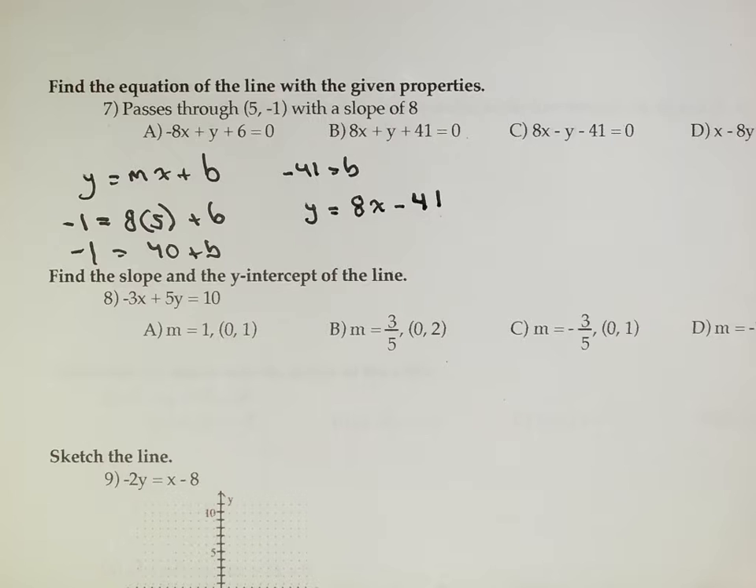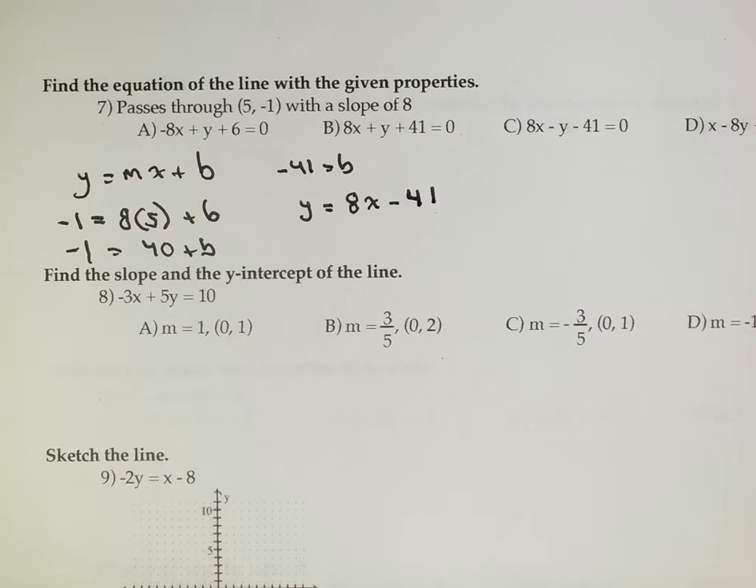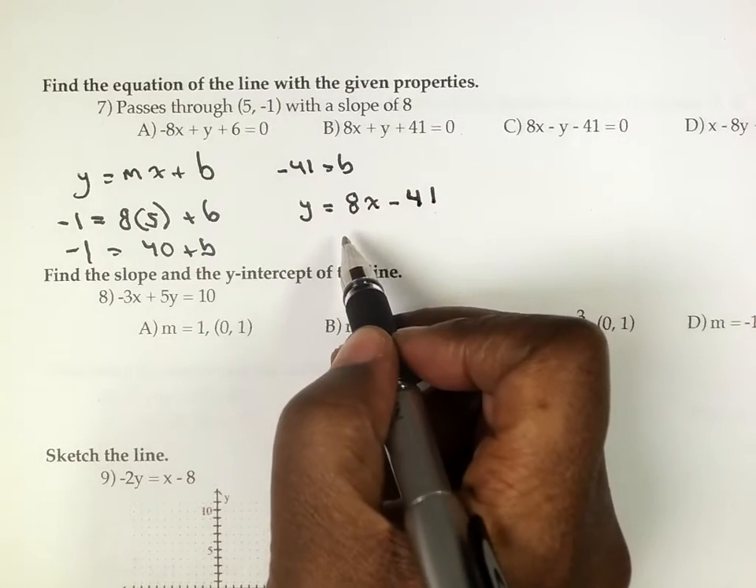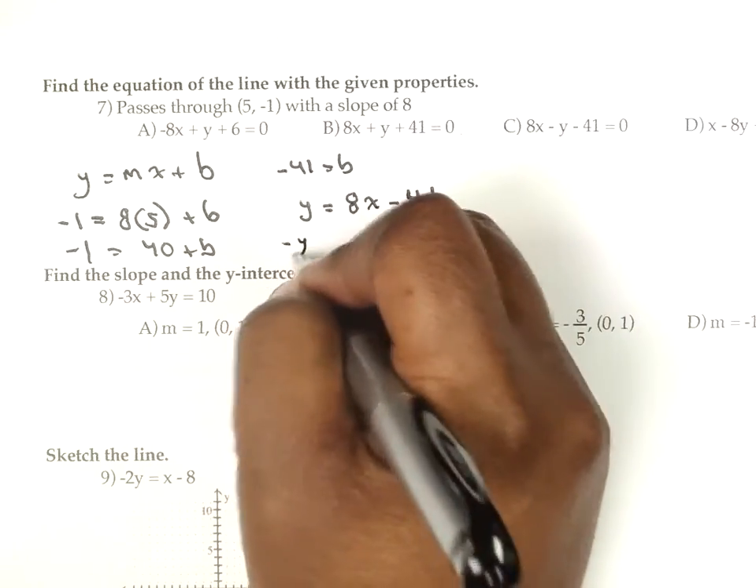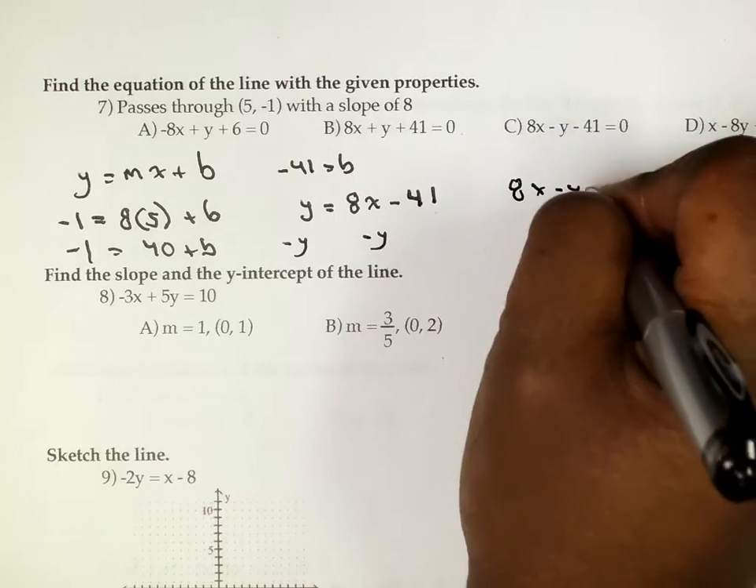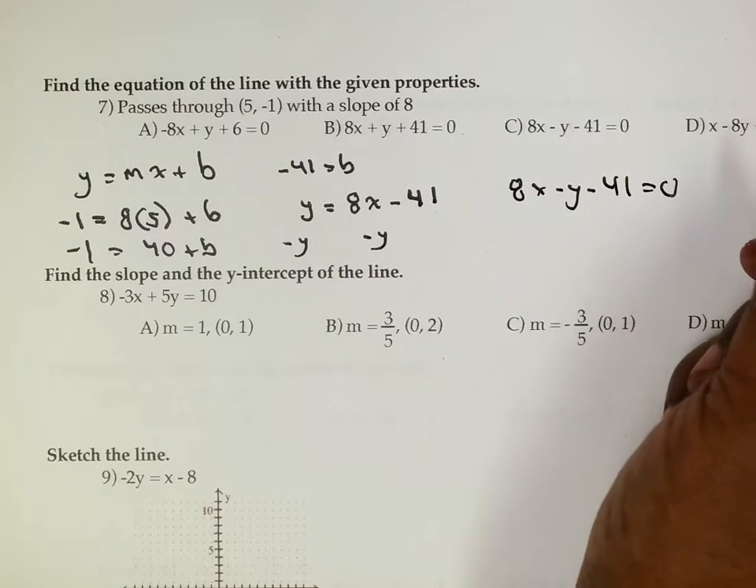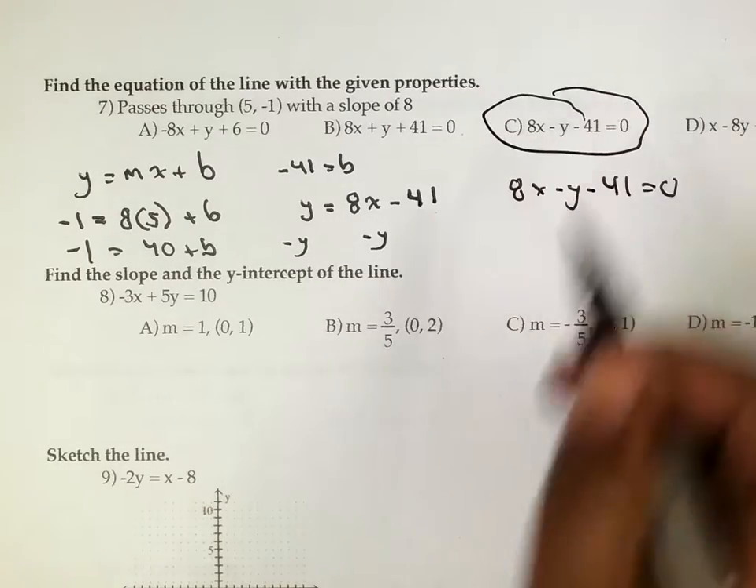So remember, in standard form, everything has to be set equal to 0. The x coordinate comes first, and the coefficient of x has to be positive. So because the 8's already positive here, I'm just going to subtract y from both sides, and I get 8x minus y minus 41 is equal to 0. So that would be C.